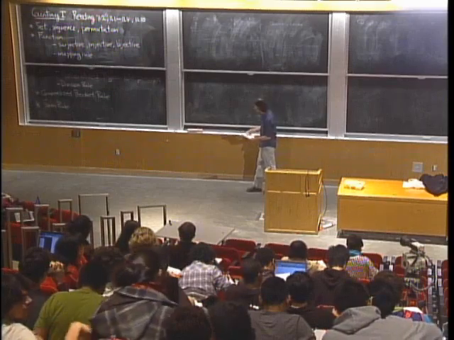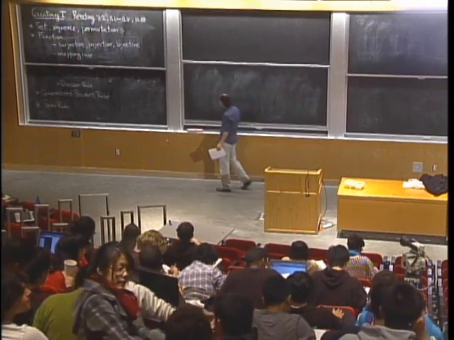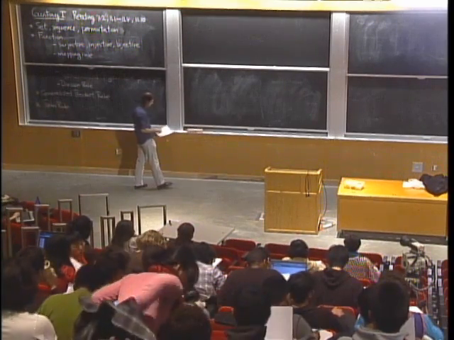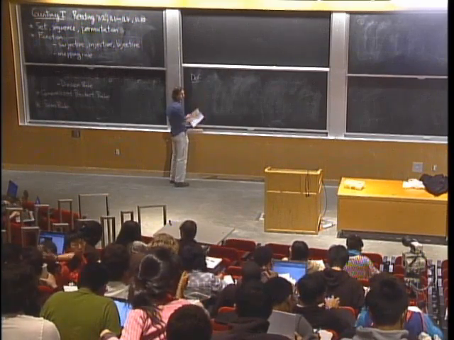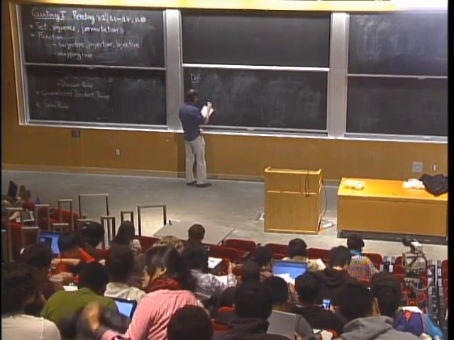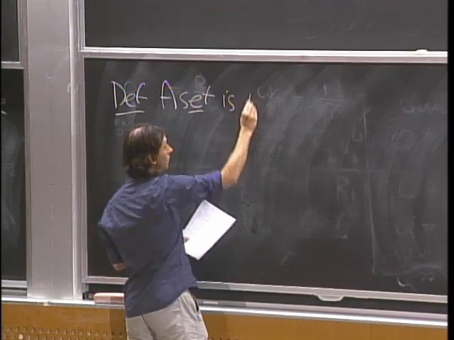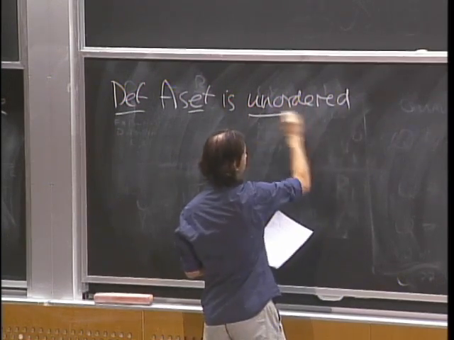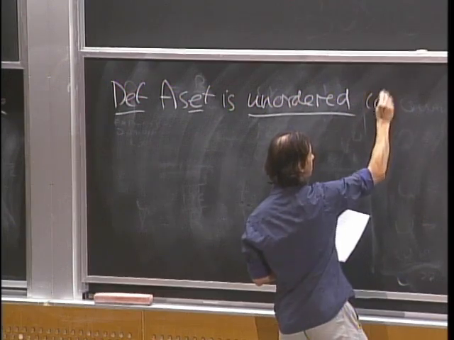Okay, so let's start with a lot of definitions actually. So we have to talk about sets, sequences and permutations to start off with. So the definition of a set is as follows. A set is actually an unordered collection of distinct elements.